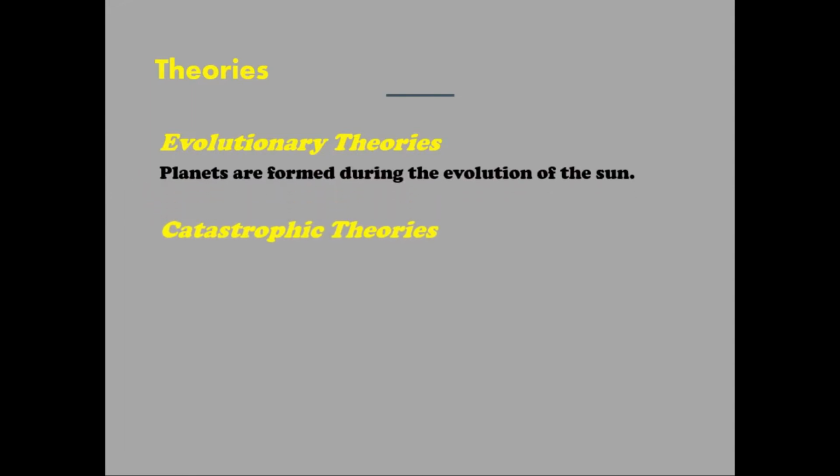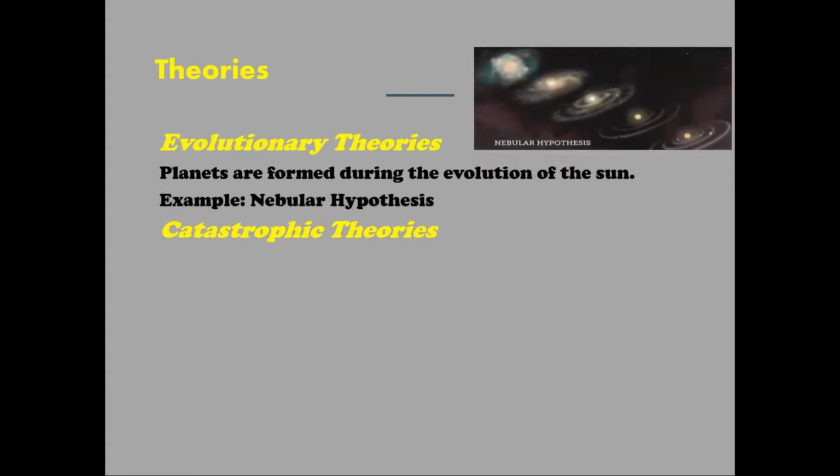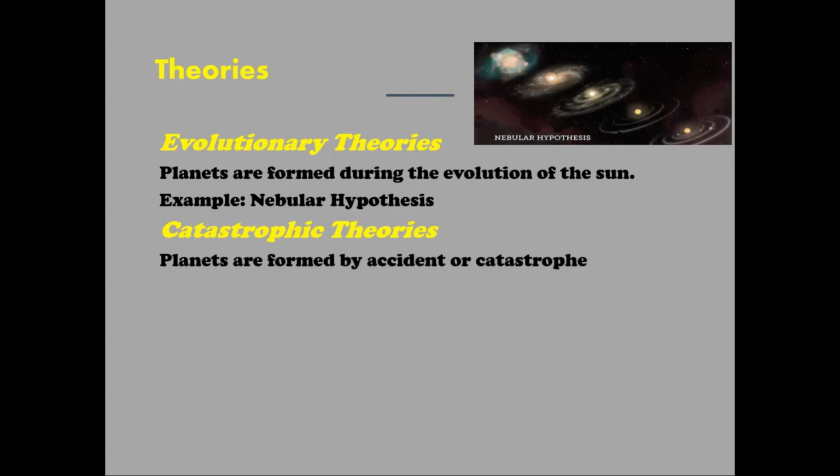Theories. Before going into the topic, let's see what theories were first proposed by different scientists about the origin of the Earth. Theories may be of two types, either evolutionary theories or catastrophic theories. Evolutionary theories are nothing but, according to them, planets are formed as the evolution of the Sun. Example, Nebular Hypothesis. Catastrophic theories state that planets are formed by an accident or catastrophe.